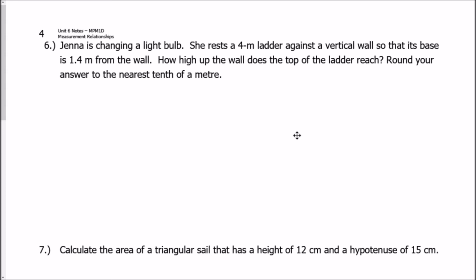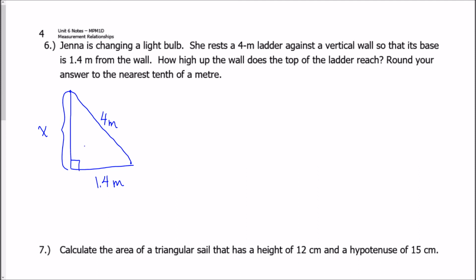So we need to draw a picture of what's happening here. So here's our wall, okay? And we have a ladder that's resting against the wall. And the ladder is 4 meters long, okay? And the base of the ladder is 1.4 meters from the wall. And we want to know how high up the wall does the top of the ladder reach. So we want to figure out what this length right here is, and this is going to be called x. And we have a right triangle here.